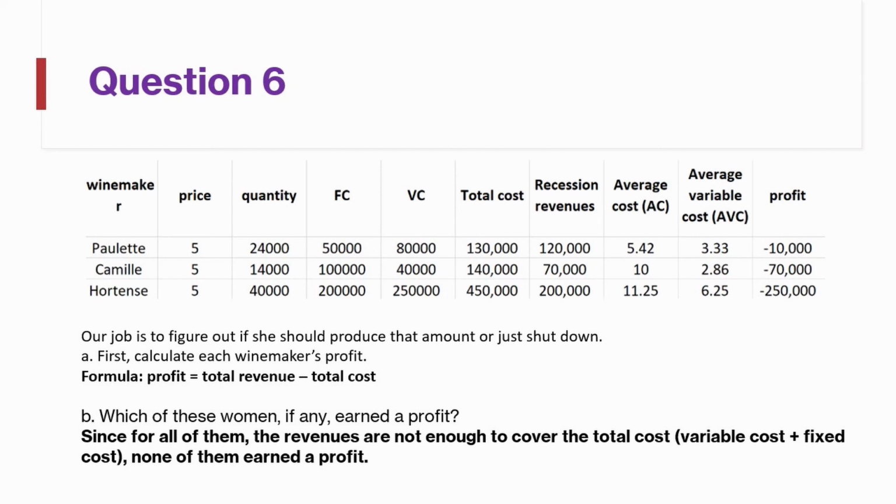Since for all of them, the revenues are not enough to cover the total cost, which is variable cost plus fixed cost, we see that their profit is negative for all of them, and so none of them earn an actual profit.